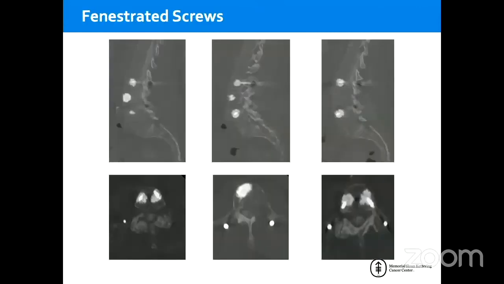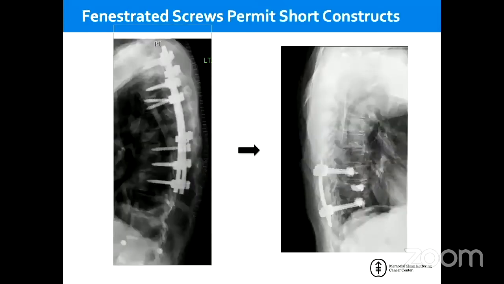I have to mention fenestrated screws for these patients because they've really been a boon and changed how we do things. There used to be long constructs. The mantra was always 2 levels above and below any type of stabilization around the tumor. And we've really abandoned that, at least in my practice, because we really rely on short segment fixation now.